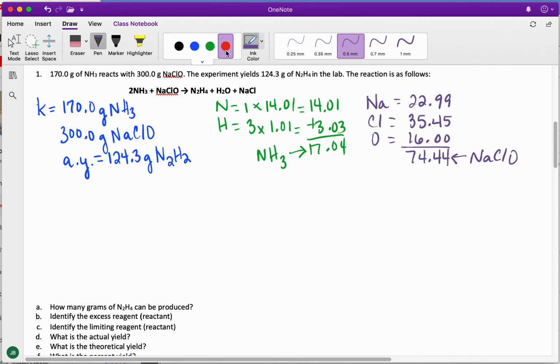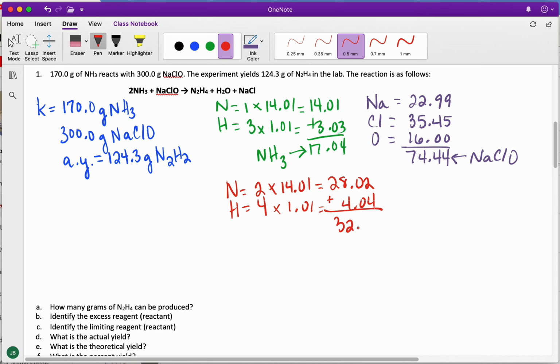All right, last but not least is going to be the N2H4. So that's going to be, once again, and we have 2 nitrogens, 4 hydrogens, 14.01, 1.01, and 28.02 is going to be added to 4.04 so that we can get 32.06.